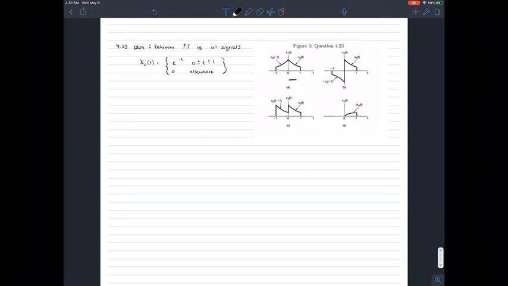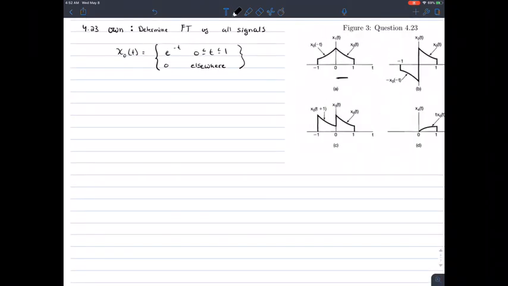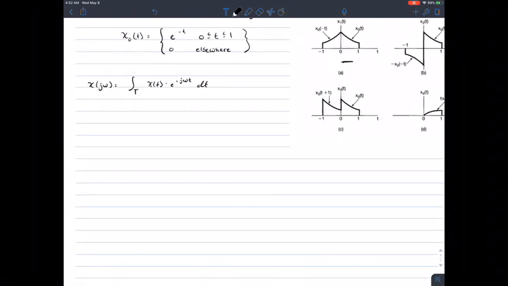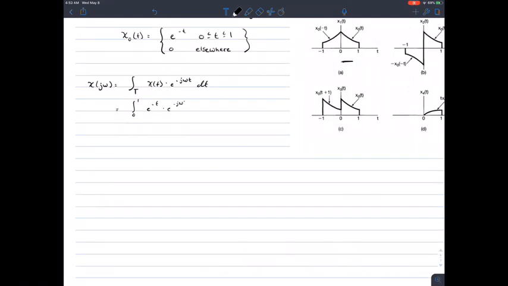transform of the regular x naught of t. So that's what we're going to do. Determine the Fourier transform. X of j omega is equal to the integral over the domain of x of t times e to the negative j omega t dt. So we know the domain is 0 to 1, and we know x of t is e to the negative t. So 0 to 1, e to the negative t times e to the negative j omega t dt.